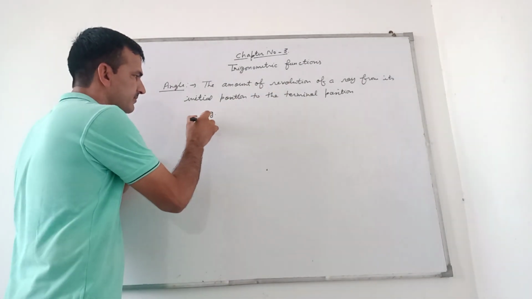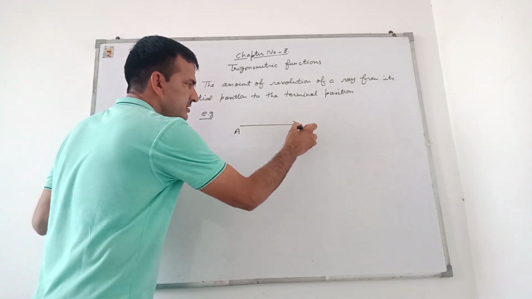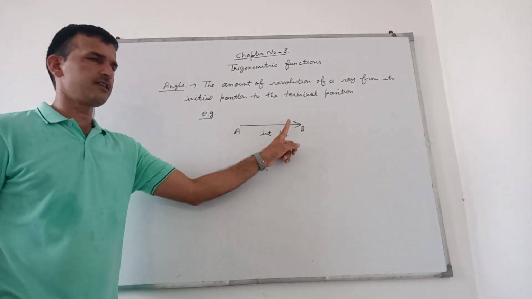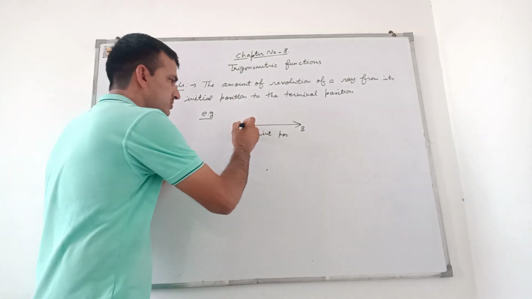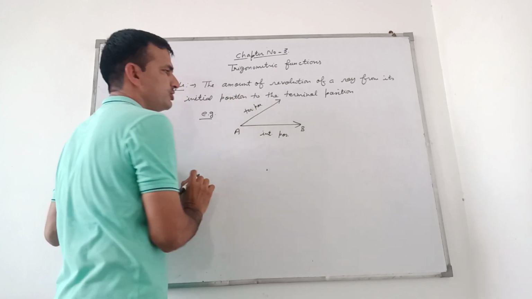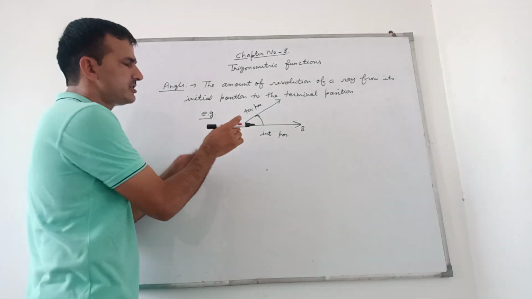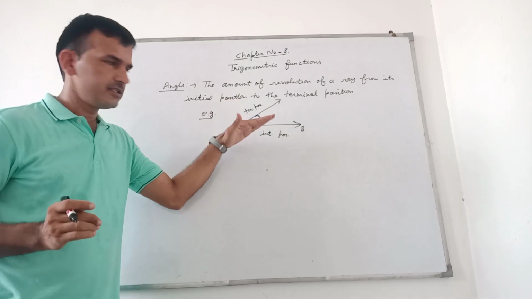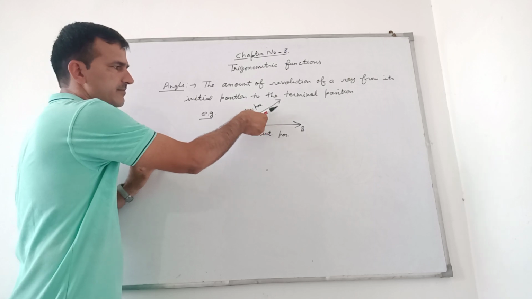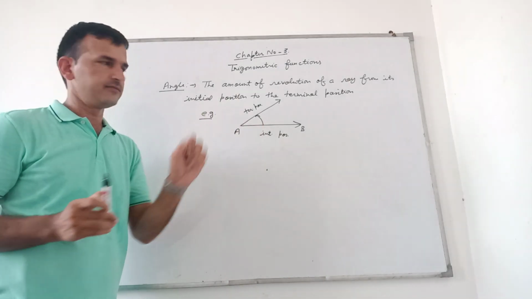For example, let this be the ray AB. This is the initial position of the ray AB. After some time, the position of AB becomes this. This is the terminal position. Then this revolution is called an angle. जितना ये रिवॉल्व करती रहेगा यहाँ पे, ये AB initial position to terminal position. This is ray AB. After some time, the position of AB is this. Then this revolution is called an angle.